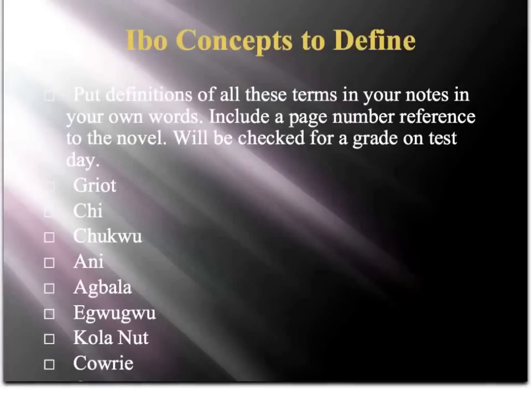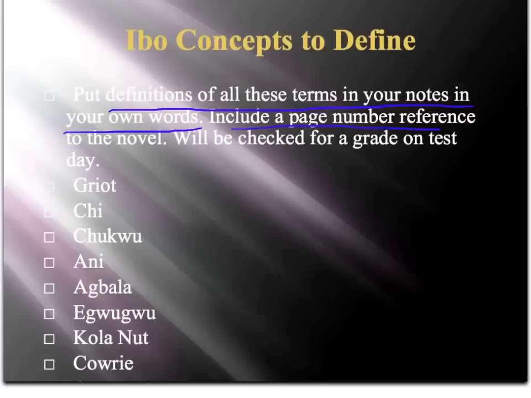The last thing I want to do in this video is give you an assignment. Here's a list of terms. These are all Igbo words that are going to be used throughout this novel. And what I would like you to do in your notebook is to put definitions of all these terms in your notes in your own words. There is a glossary in your novel that has definitions for a lot of these. I don't want you to use those definitions. I want you to at least rewrite them in your own words.